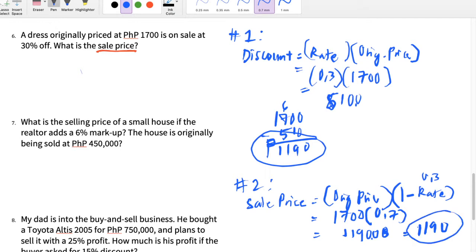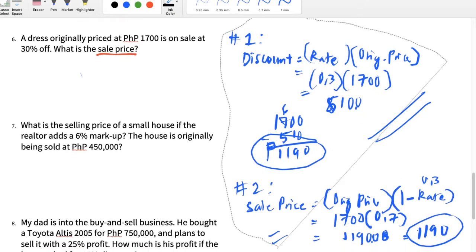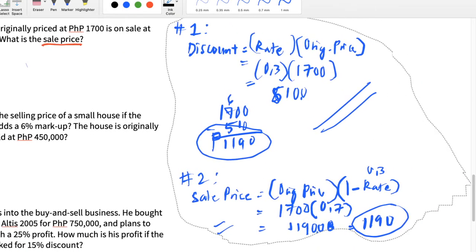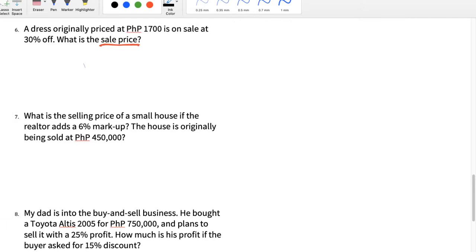Okay, so, kung mas comfortable kayong gawin to, pwede itong gawin nyo, or pwede rin ito. Babawasan nyo lang yung discount rate sa 1. Okay. May questions ba dito so far? So, answer here is 1,190.